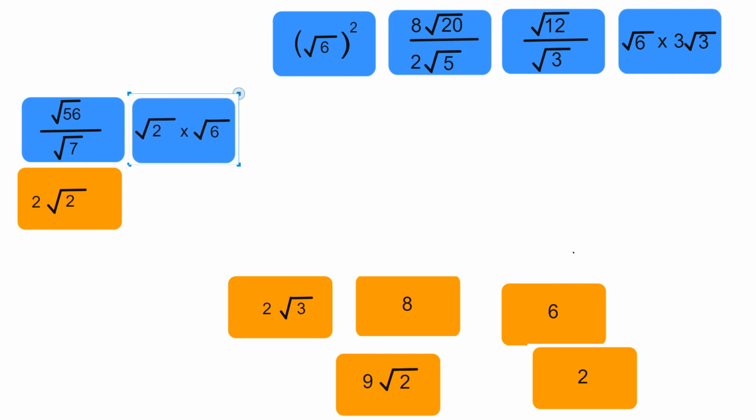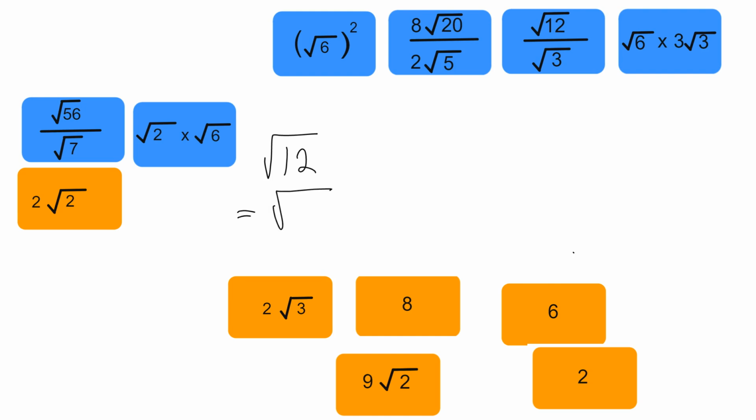For the second question, we have square root of 2 times square root of 6. 2 times 6 will give you 12. Simplifying that, one of the perfect square factors is 4. Multiply that by 3. Square root of 4 gives you 2, and you are just left there with square root of 3. So we found the answer.